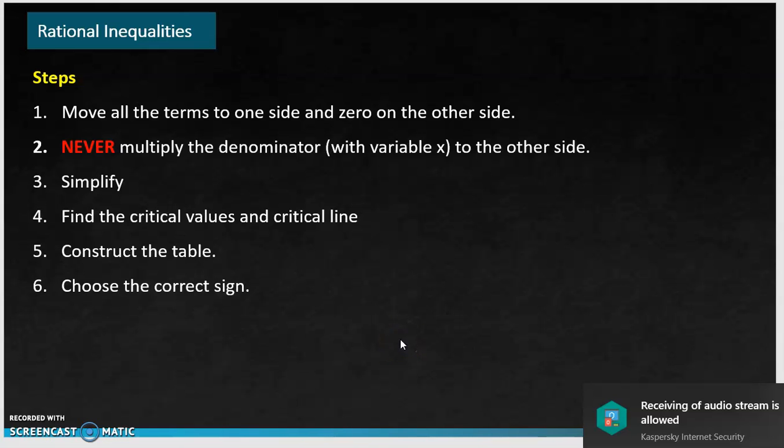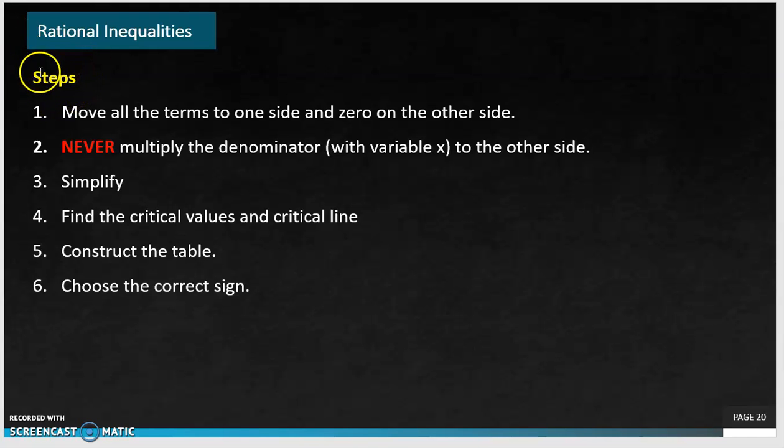In this video, we will look at rational inequalities. There are several steps that we need to know. First step, move all the terms to one side and 0 on the other side. More or less like a quadratic equation, one side must be 0.